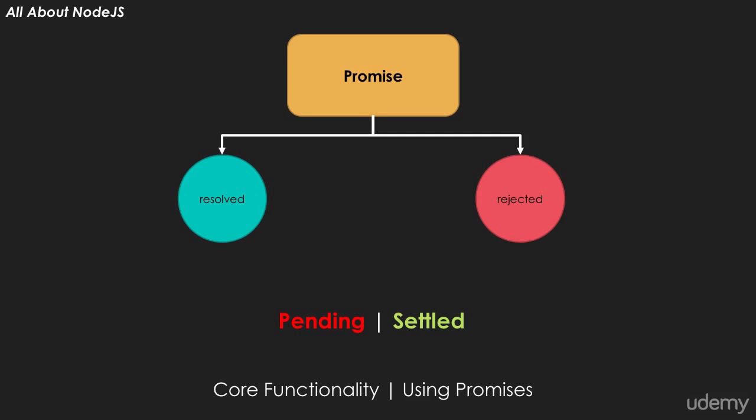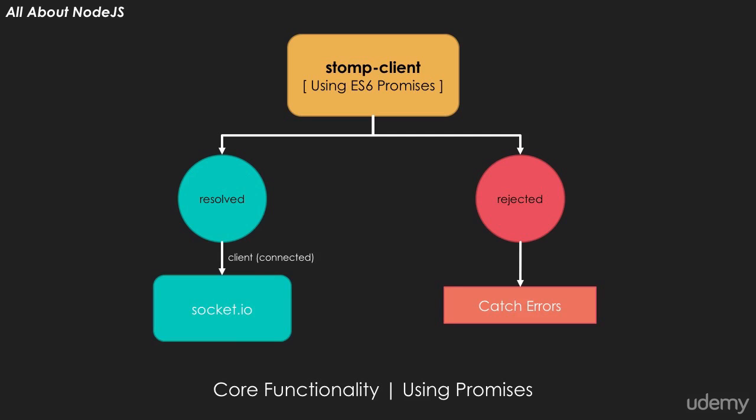So coming back to our app, we will turn our Stomp client's connect method into a promisified function so that it returns an instance of the connected client in a resolved state or returns the error that we can catch in a rejected state. This way, we can sequentially chain in our socket.io code to the resolved promise so that it can get the instance of the connected client and can use it when we have to publish data.